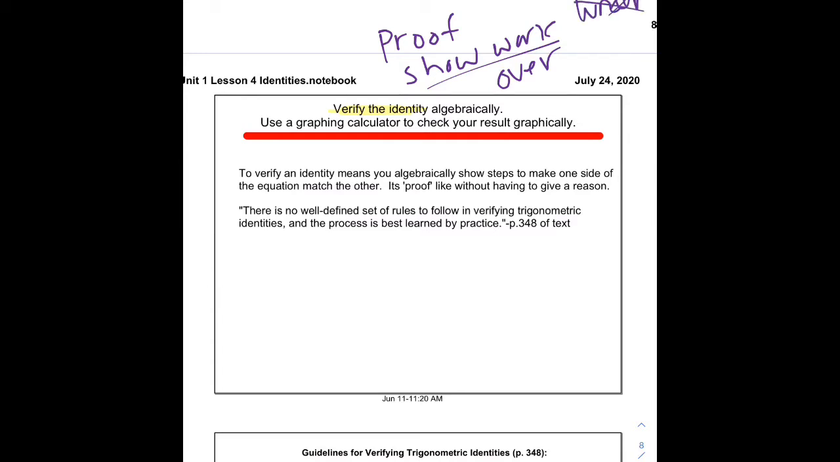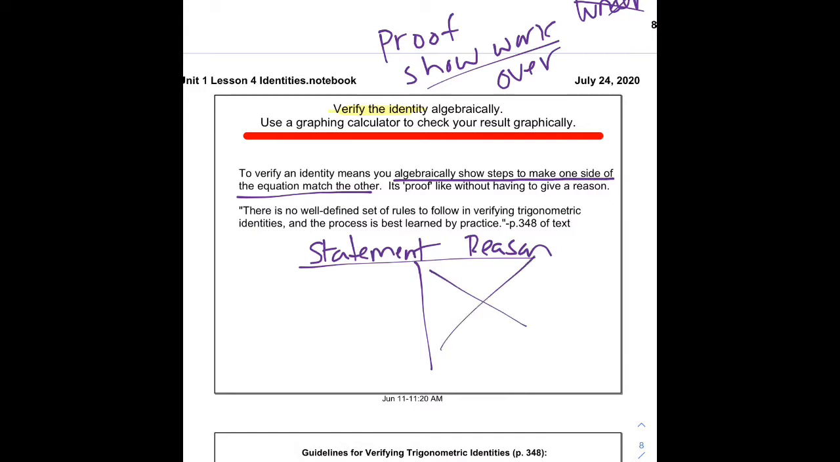So, what does it mean? It means you have to algebraically show steps to make one side of the equation match the other. It is proof-like without having to give a reason. So when you did two-column proofs in geometry, you usually made a statement, and then on the other side you gave a reason. Your audience would be your peers or people that have had more math beyond honors pre-calc.